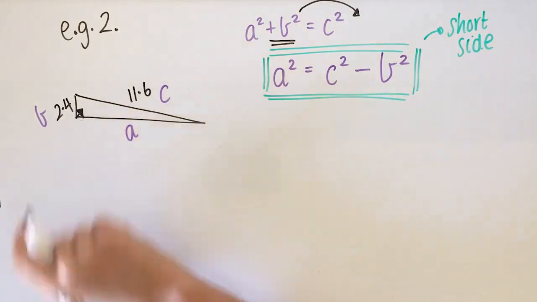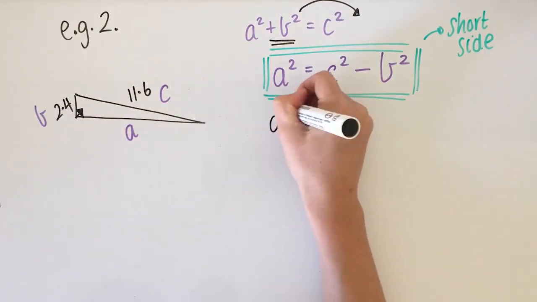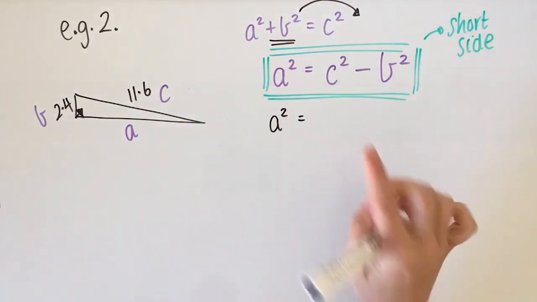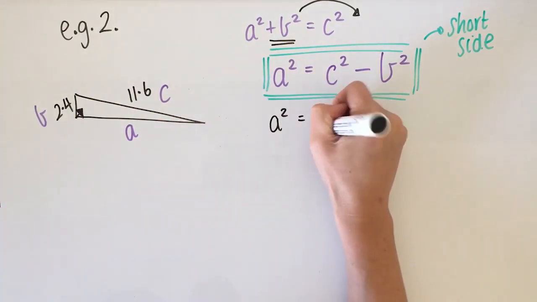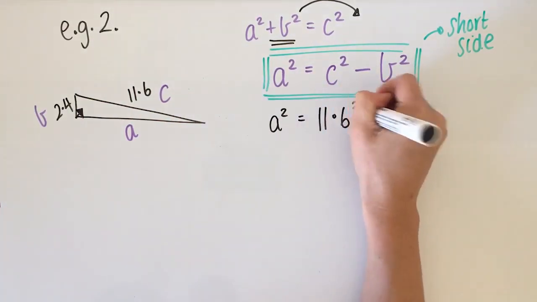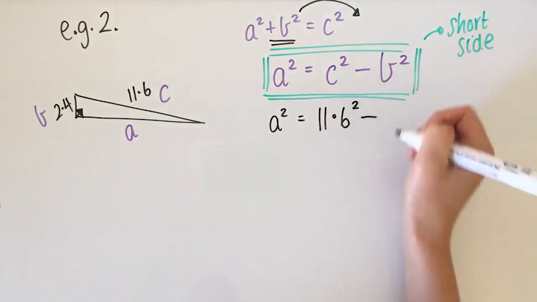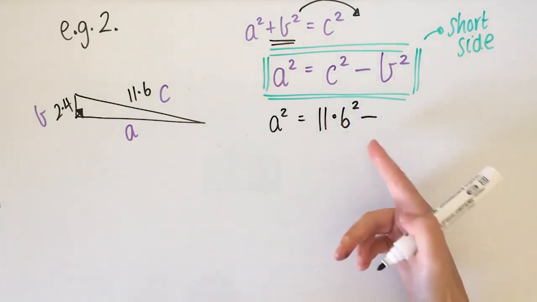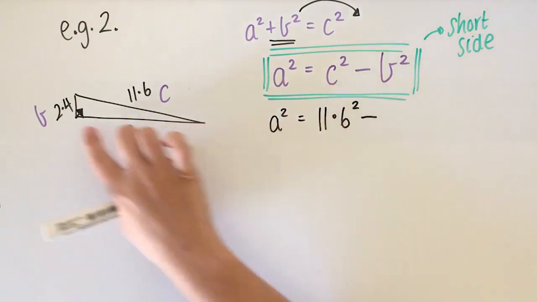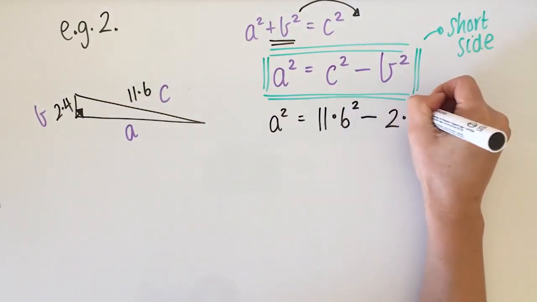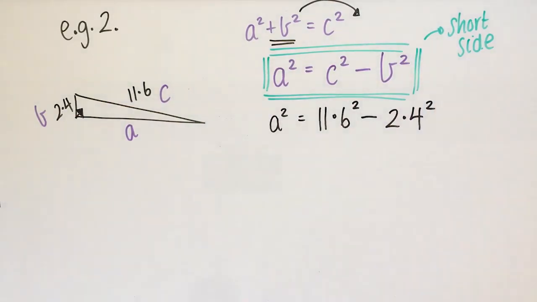This is the bit we're all confident with. We need to do our substitution. We don't know what A is, that's what we're trying to find. So we write A squared. C, we do know what C is. It's 11.6. So we're going to make it 11.6 squared. Take away, subtraction, minus, whatever word you prefer. B squared is going to be 2.4 squared.